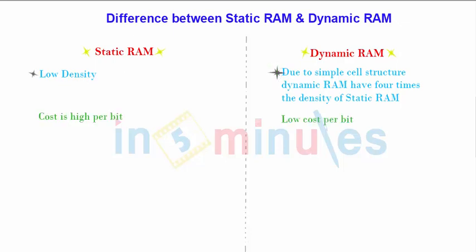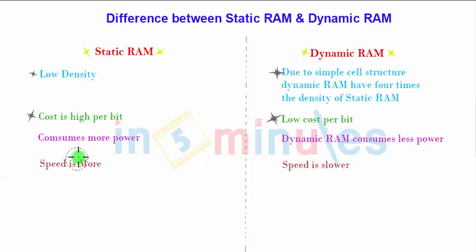Moving on to the second point, the cost is high per bit for static RAM and low per bit for dynamic RAM. To implement with the help of MOSFET technologies, it requires less space, hence the cost is also less in the case of dynamic RAM, whereas the cost is high in the case of static RAM. Static RAM consumes more power. The actual reason behind this is that the speed of operation is greater in the static RAM. We have already seen in the logic families that if the speed of operation is more, it will consume more power, whereas due to slower speed, dynamic RAM consumes less power.